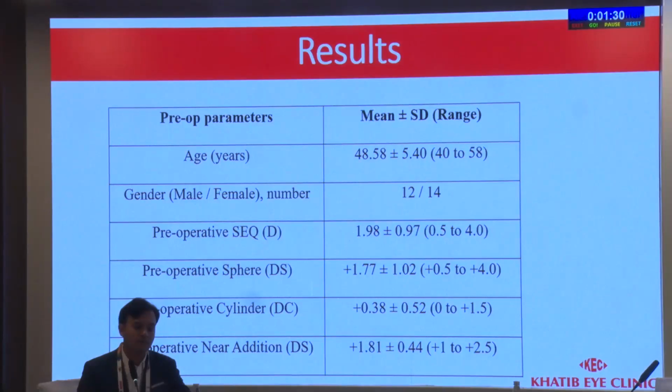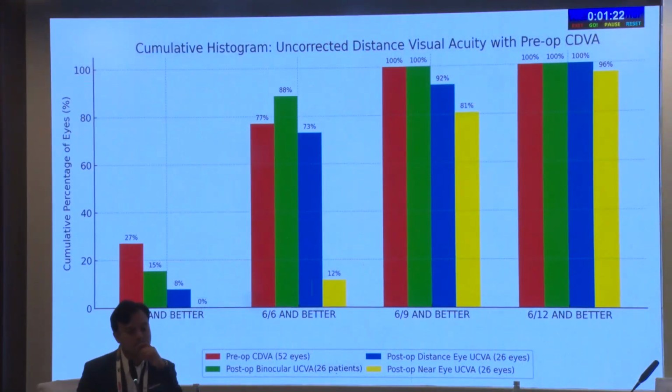You can see the mean age was 48 years, and the refraction was about plus 2 with a cylinder of plus 1.75. Now if you look at this first bar diagram, this is the uncorrected distance visual acuity. If you look at the green bar, it tells you 88% were binocularly 6/6 or better, and 100% were binocularly 6/9 or better for distance. And the yellow bar is also interesting because this tells you only the near eyes.